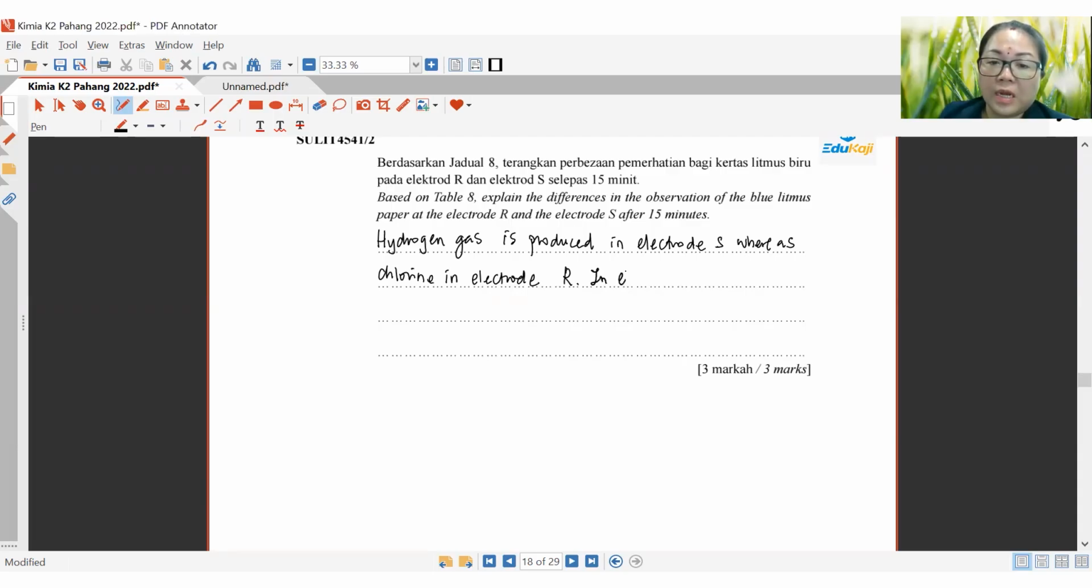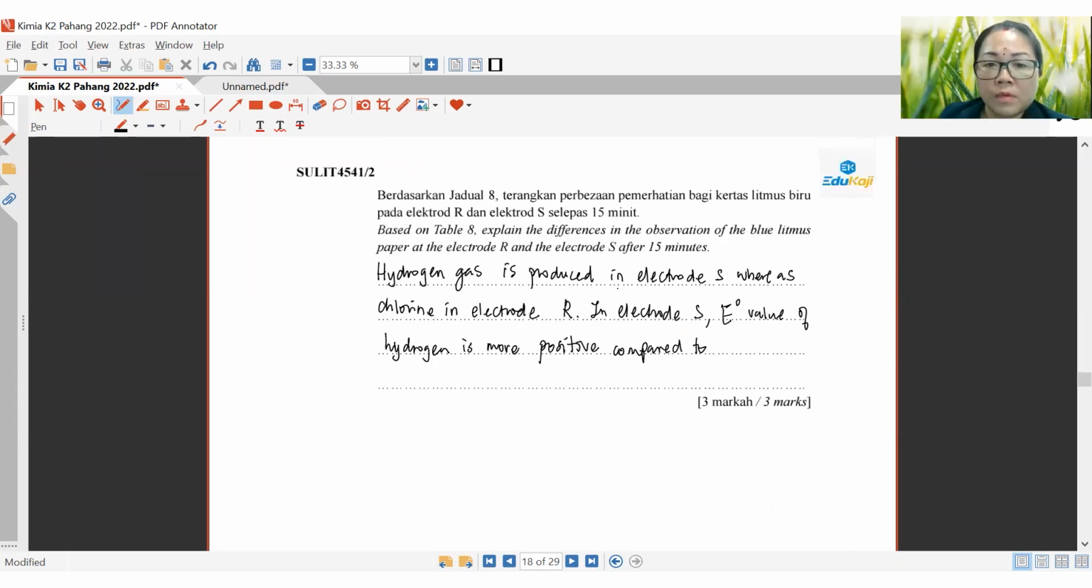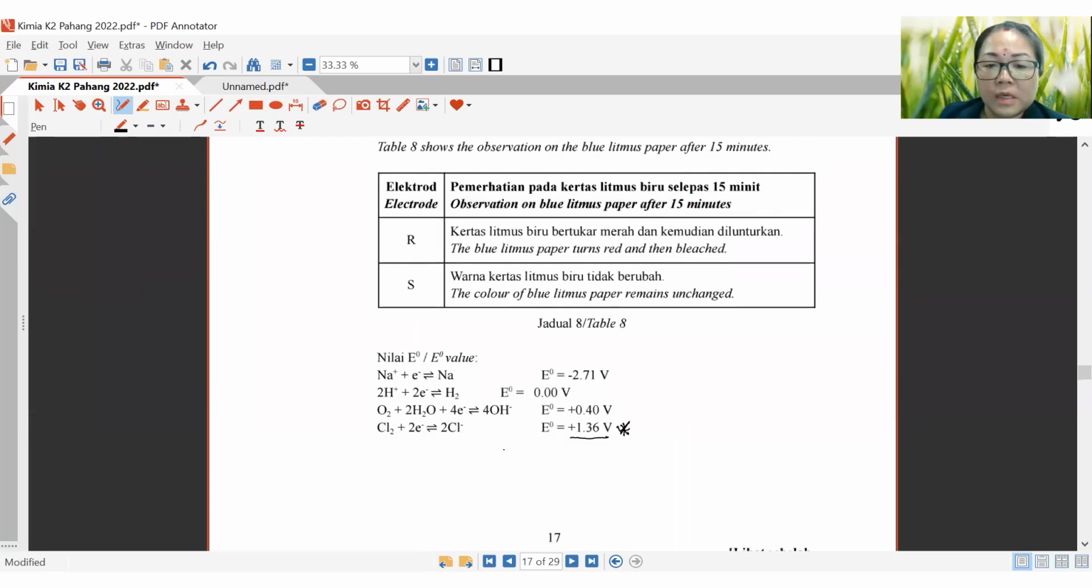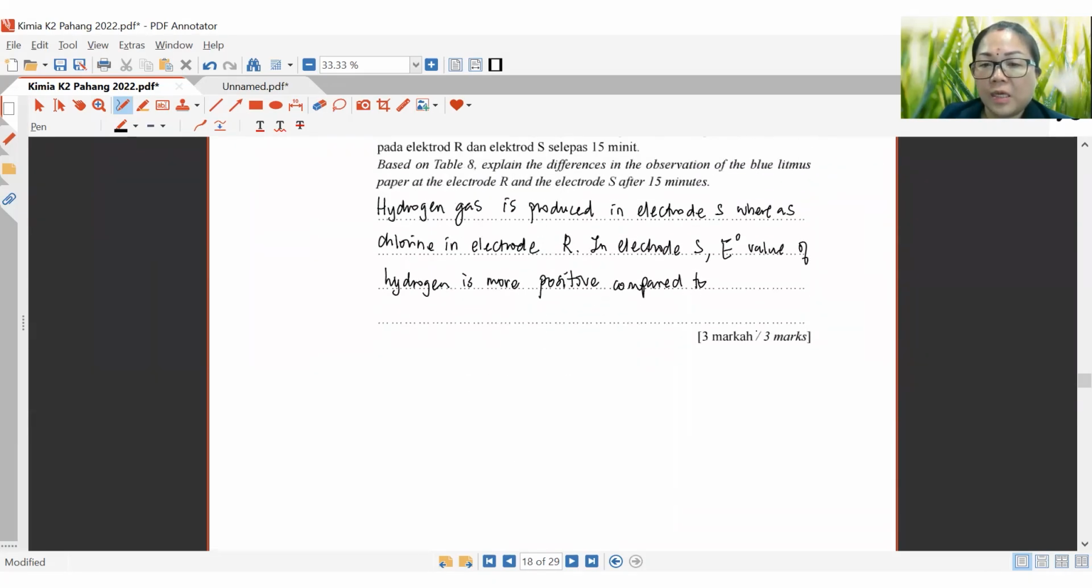So in electrode S, E0 value of hydrogen is more positive compared to Na plus. Makes it easier to be discharged.